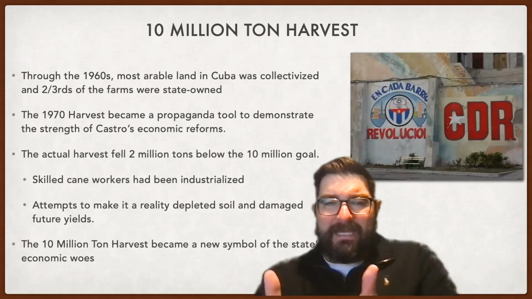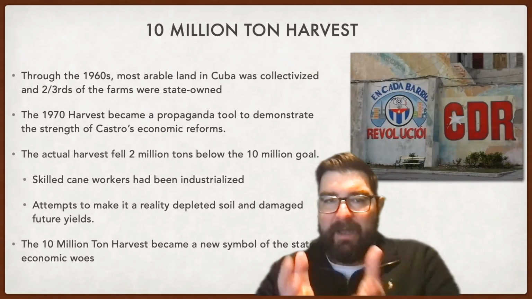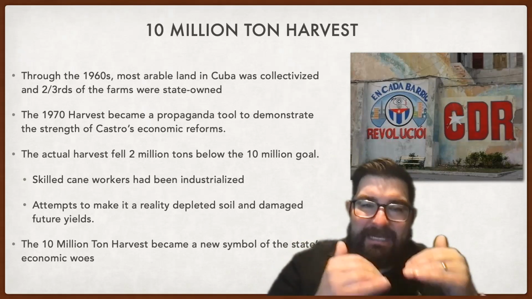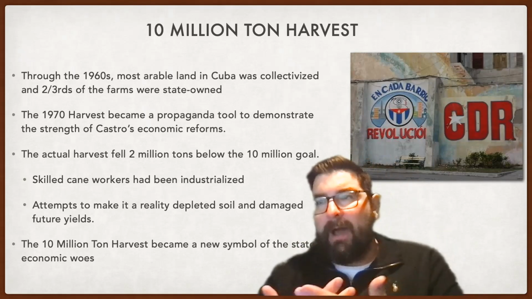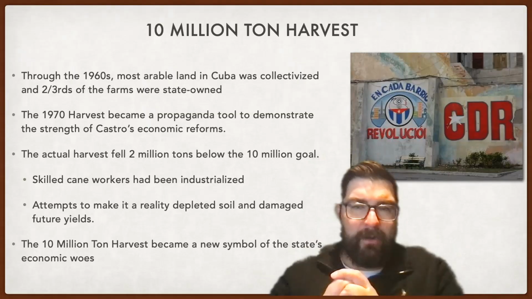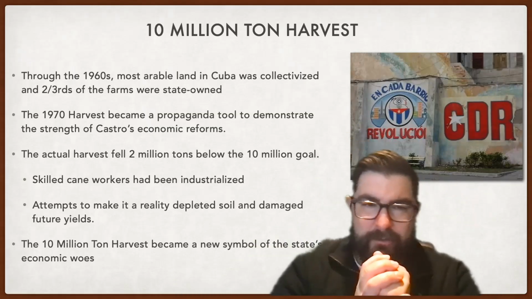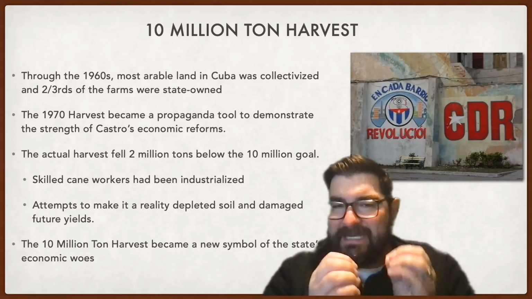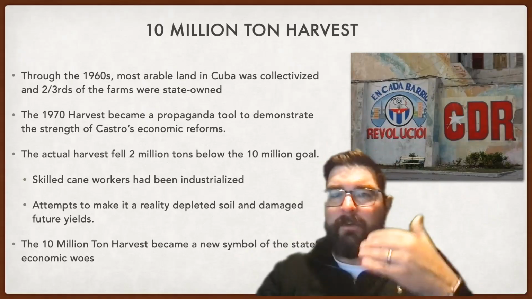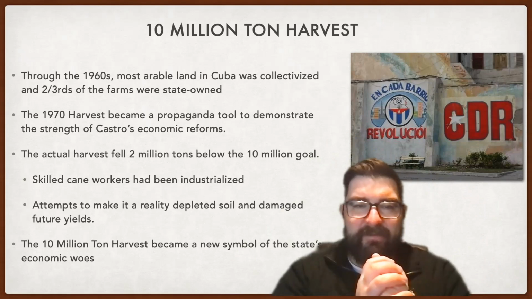Now, by the time we get to 1970, most of the arable land in Cuba had been collectivized by the state, with two thirds of the farmlands now state-owned. In 1970, the harvest of sugar became a propaganda tool for the state to demonstrate the strength of Castro's economic reforms. Think about the Great Leap Forward or the goals of five-year plans in the Soviet Union. Similar effect here. In 1970, the harvest became known as the 10 million ton harvest, where Fidel Castro and his propaganda had promised that Cuba would have the greatest harvest in the history of the state.